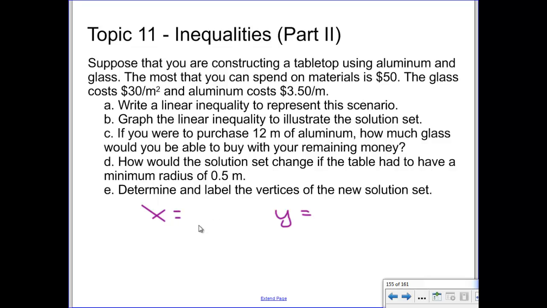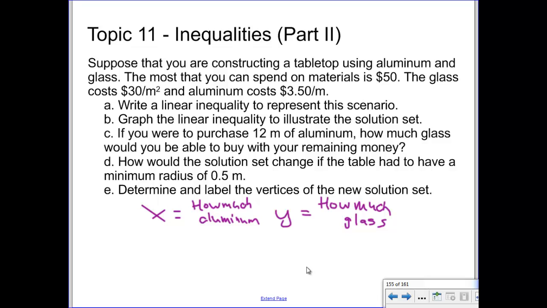Okay. x, any thoughts? Yeah. How about x is how much aluminum you use, and then y would be how much glass you use. Does it matter which one's which? No, it doesn't really matter which one's which, but pick one for each.